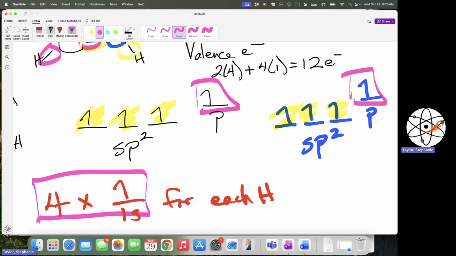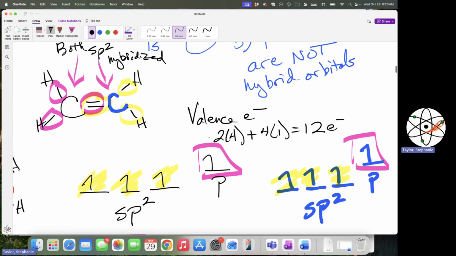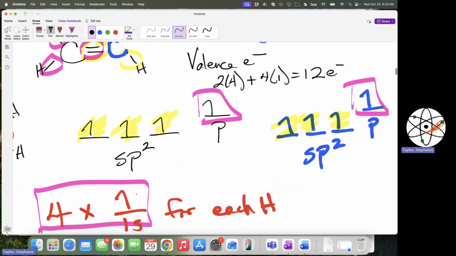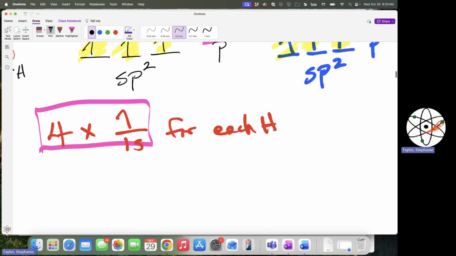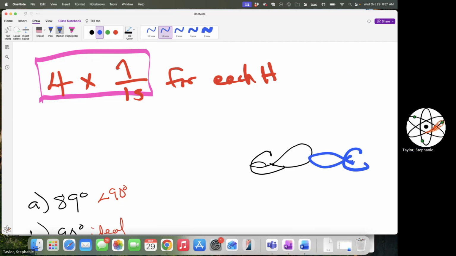So that's one way to do this. The other way to think through this, so for those of you that are like, I don't know that I liked that, here's the other way. We're still going to go with every hydrogen only having the 1s, but we could also draw this out in a different way. So I'm still looking at a carbon, and then I'm going to have a sigma bond to my other carbon. So those are hybrid orbitals.